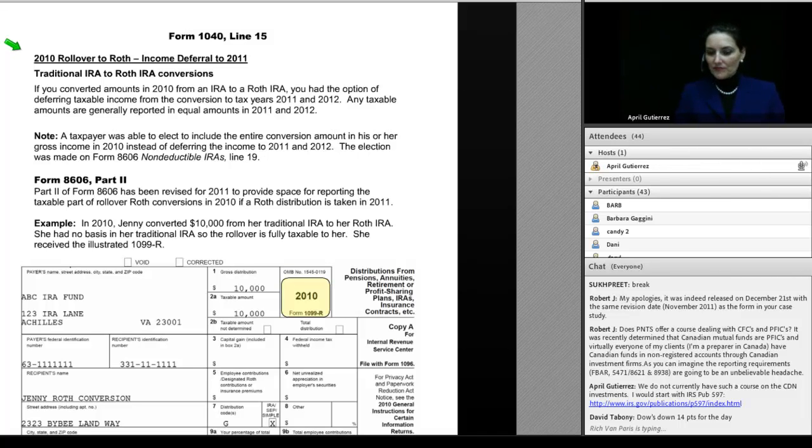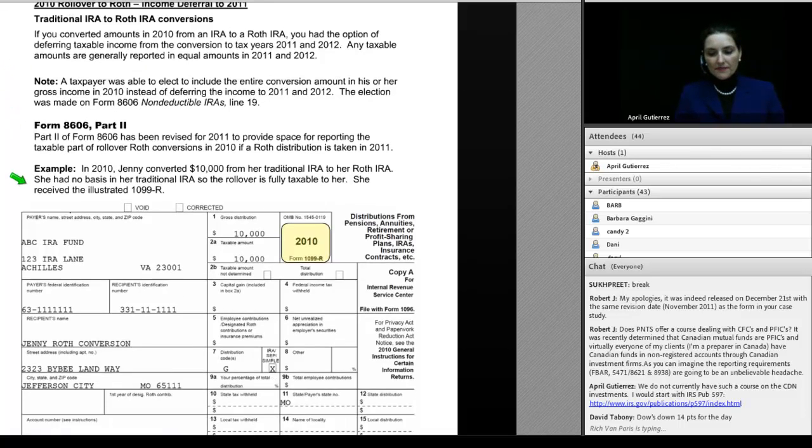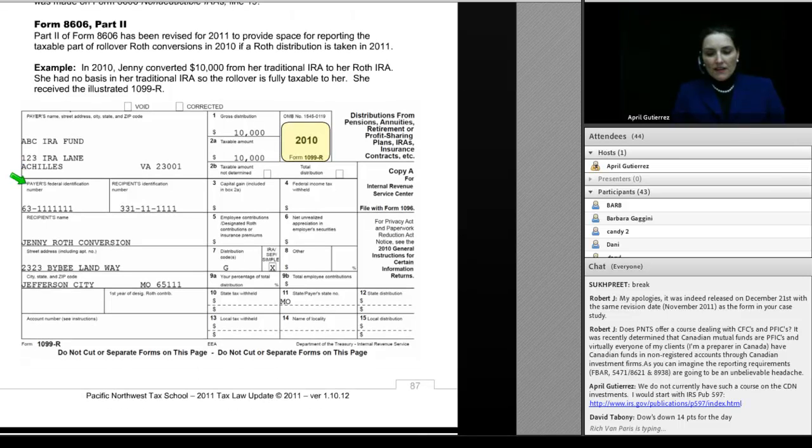So today we're going to take a little bit of a look at Form 1099-R and also Form 8606. So we're going to take a look at 8606 Part 2. Part 2 of that form was revised for 2011 to provide space for reporting the taxable part of a rollover conversion in 2010 if a Roth distribution is taken in 2011. So it's a very specific situation.